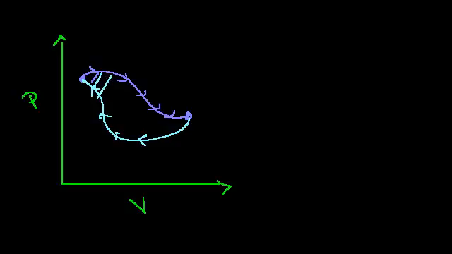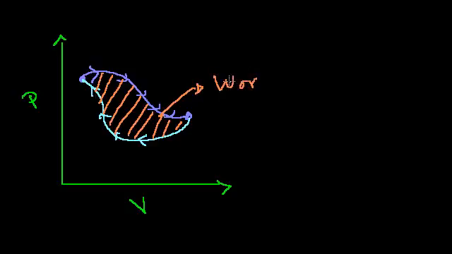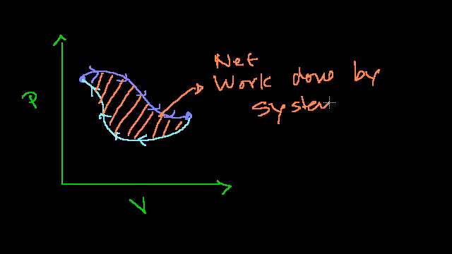So this is, let me do it in a different color. The net work done would be the area inside of this path when I go in this clockwise type of direction. So this is the work, the net work. Let me write net work done by the system.